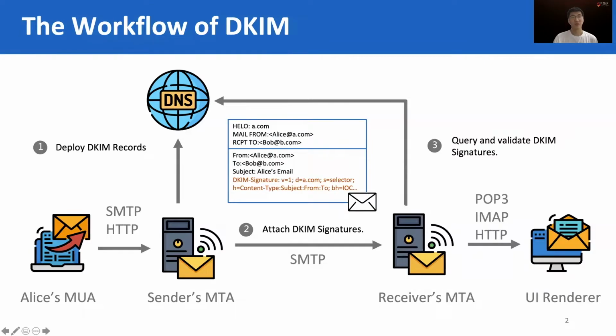Second, when the sender's MTA sends an email, a DKIM signature is calculated for the outgoing email, which covers the email headers, the email body, and the DKIM signature itself. Last, when the receiver's MTA receives an email with a DKIM signature, it first accesses the DKIM records for the sender's domain to validate the DKIM signature.